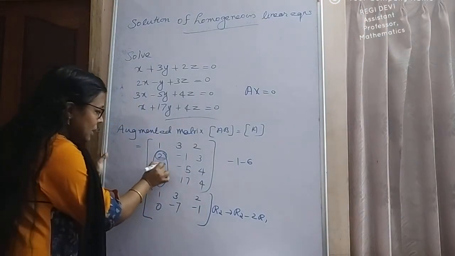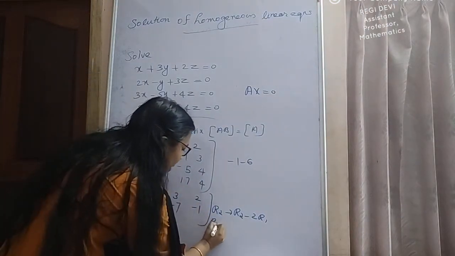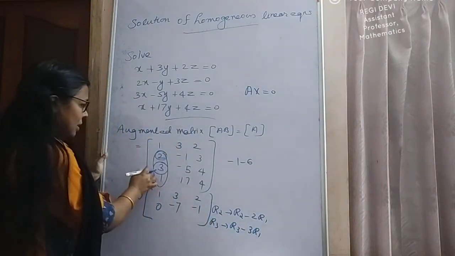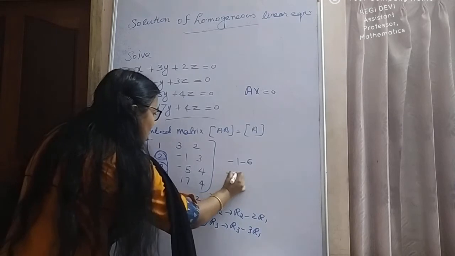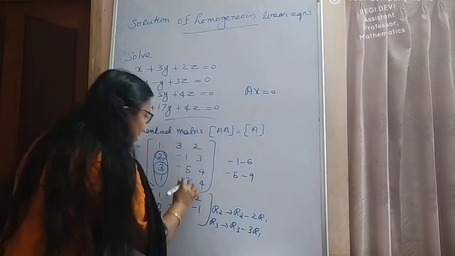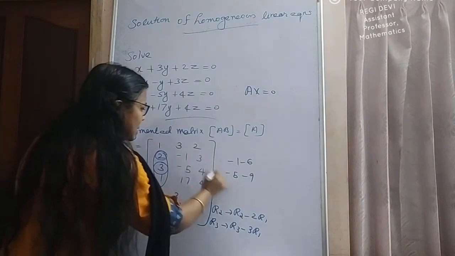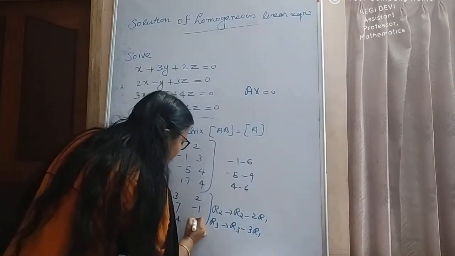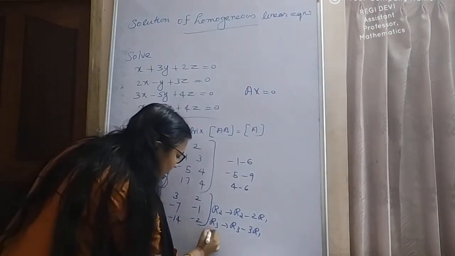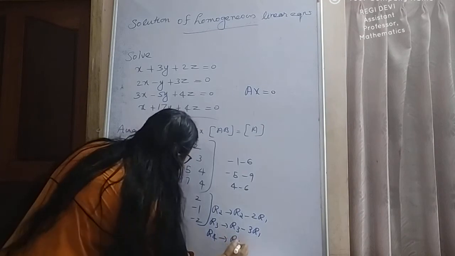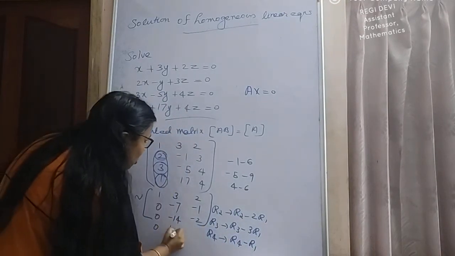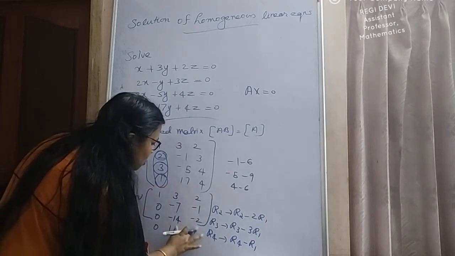Now we have to make this 3 as 0. That is, R3 becomes R3 minus 3 times R1. That is 0, minus 5 minus 9, minus 14. Then 4 minus 6, minus 2. Now we have to make this 1 as 0. That is, R4 becomes R4 minus R1: 0, 14, 2.